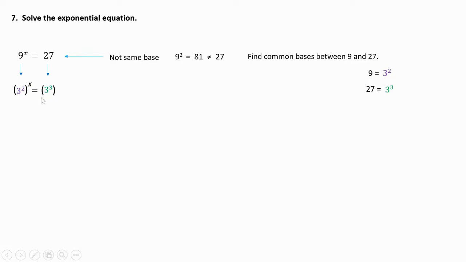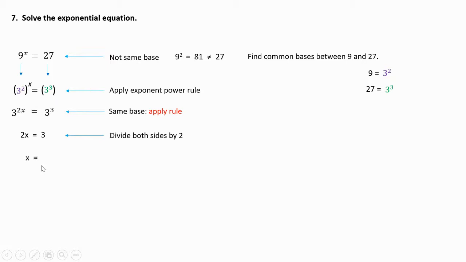Now, we're going to apply the exponential power rule, which means when you have a power to a power, you multiply the powers. So this will be 2 times x, which is 2x. Now they have the same base, and when they have the same base, the exponents must equal each other. So 2x must equal 3. We divide by 2. x equals 3 over 2. That's your answer.